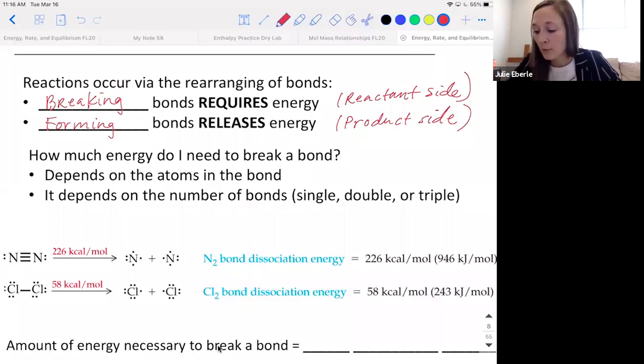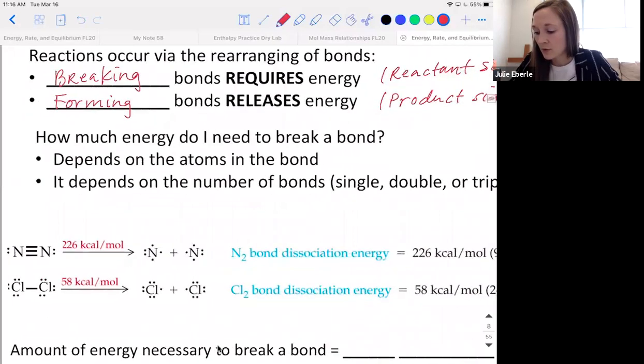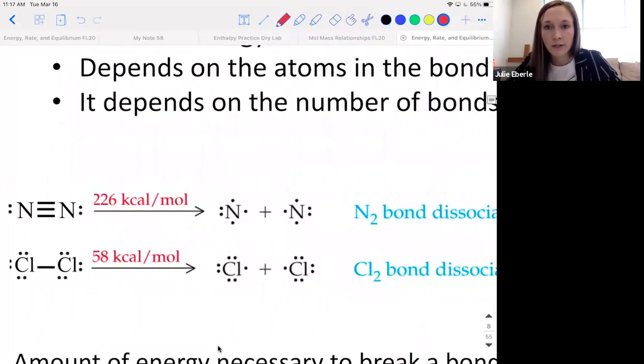And to prove that point right here, I've got 2 molecules. I'm going to zoom in, nitrogen and chlorine. So 2 atoms of nitrogen are held together with a triple bond. 2 atoms of chlorine are held together with a single bond. And you can see these numbers associated, the 226 kcal or the 58, they're different based on the atoms and based on whether it's a single or triple bond. So a triple bond requires more energy, 226 kcal. A single bond requires like 1/5 of the amount of energy because there's only 1 bond to break.